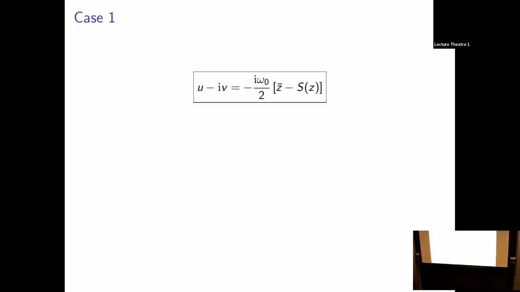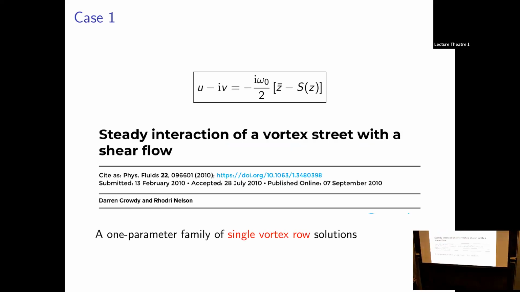And Darren mentioned this on Tuesday. There had actually been some work done on this case before, in 2010, in this paper by Crowdy and Nelson, and they found a single parameter family of a single vortex row. Using a different formulation to this, actually, it was derived in an equivalent way, but from a different starting point, if you like. And so this is for a single vortex row. Well, I'm not an expert on vortex dynamics.